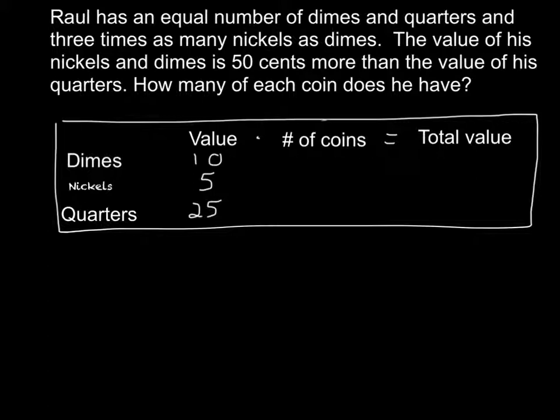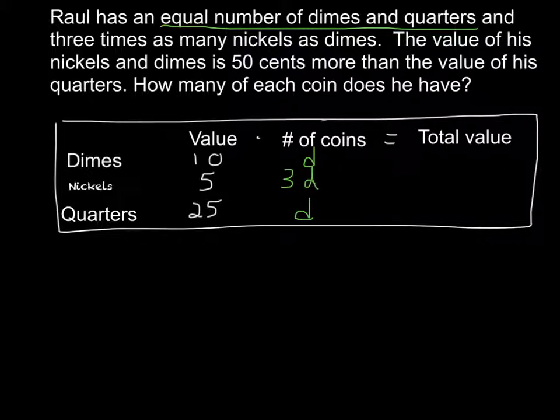Raul has an equal number of dimes and quarters. So I'm just going to call those D because they're the same, but I like D better than Q. All right, and then 3 times as many nickels as dimes. So we're going to have that as 3D.